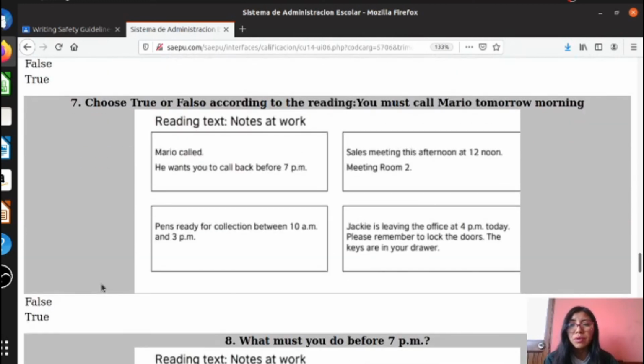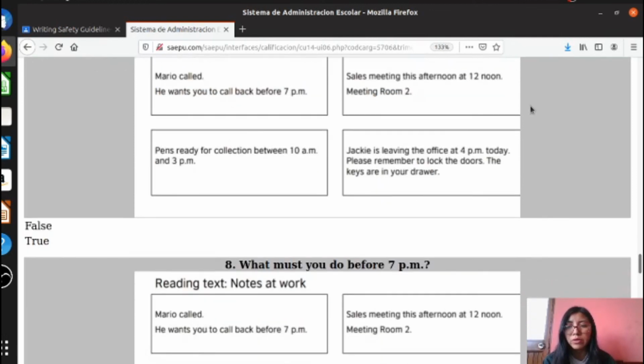The question number 7. Choose true or false according to the reading. You must call Mario tomorrow morning. Okay, so that is in that part. Mario call. He wants you to call back before 7 p.m. Okay, so that is false because that is related to the evening. Okay, so that is false.